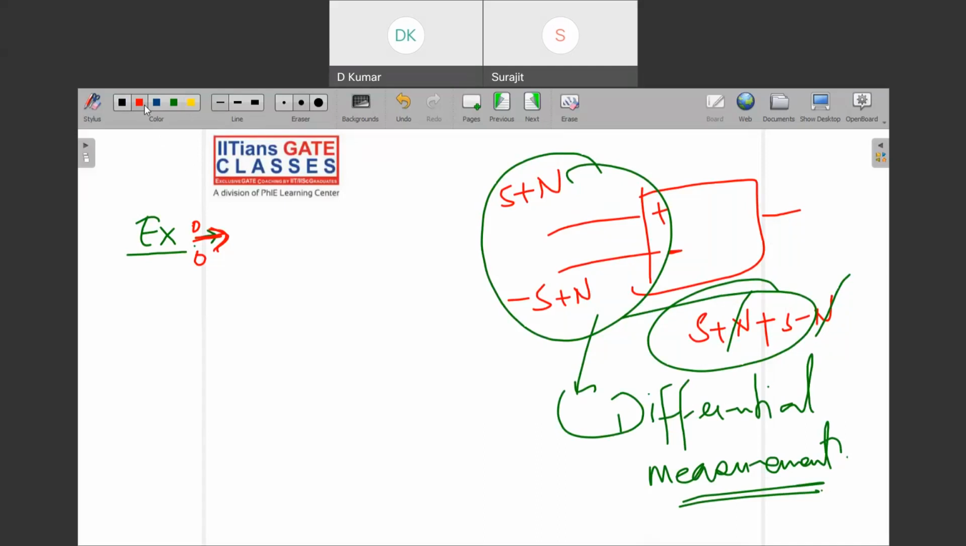Have you heard about low noise amplifiers? Yes, sir, in communication receivers actually. Yeah, LNA, right? There also we use op-amp only, a differential stage, right? So though in practice we can't neglect noise, okay?